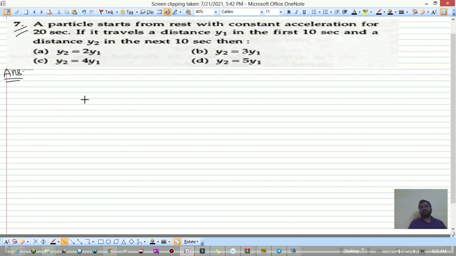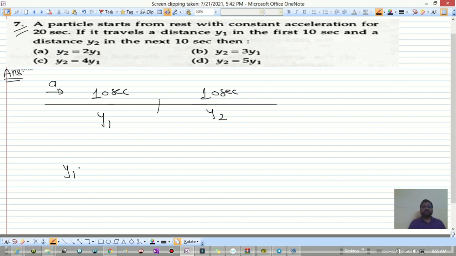So I'll just draw the diagram over here. In the first 10 seconds, it travels a distance of y1, and in the next 10 seconds, it travels a distance of y2, and the uniform acceleration is given. So we can write y1 is equal to ut plus half at squared. u is 0, because it is given at rest. So half a into t squared, as 10 squared.